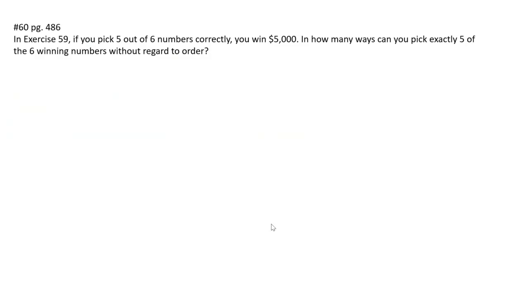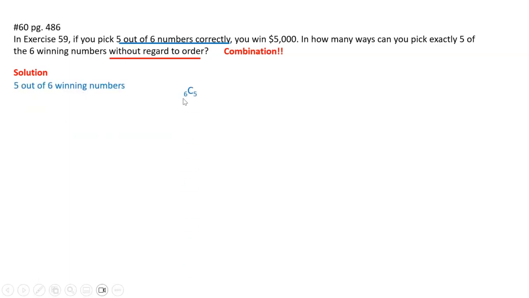In how many ways can you pick exactly 5 out of 6 winning numbers without regard to order? That means it's going to be combination. So first of all, I need to pick 5 out of 6. So 5 out of 6 winning numbers is going to be right from the 6 numbers. I'm going to pick 5 that are correct. It's going to be 6 combination 5.